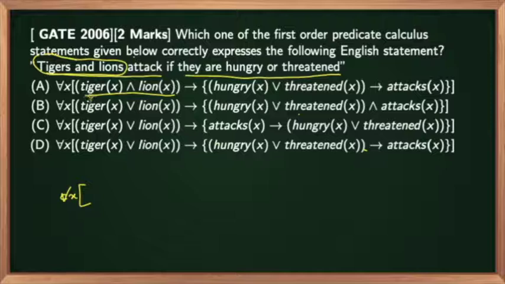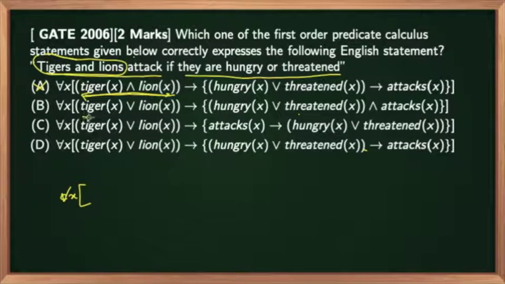But do you think this portion ever evaluates to true? No, right? Because you cannot have an animal that is actually a tiger as well as lion, right? So tiger of x and lion of x is always going to evaluate as false. Remember this, okay? So basically this means for all tigers or all lions attack, right? So basically this is tiger or lion attack, right? So we have to read this as tigers or lions attack. So it should be tiger of x or lion of x. So choice A should be wrong.